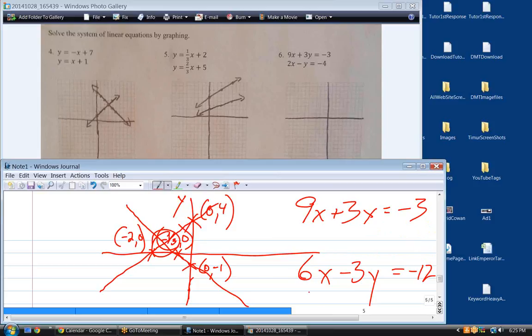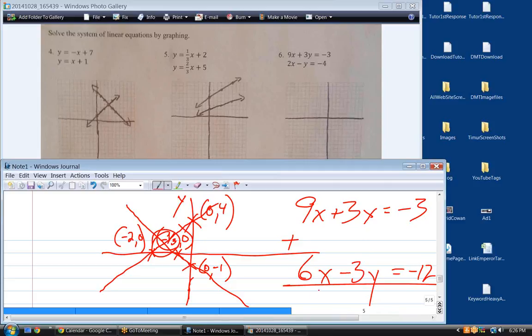What we're really going to do is add these two. What do you get? We're adding them, because only adding them will eliminate the y. If this was a positive 3y, then we'd subtract them. But since it's a negative 3y, I need to add these two together to get y to go away.